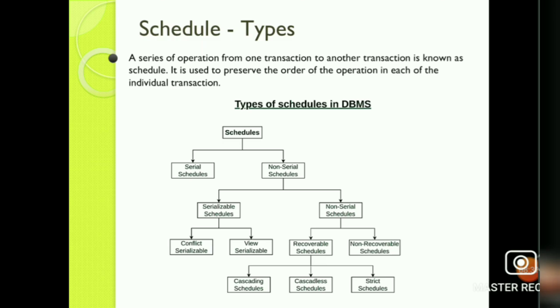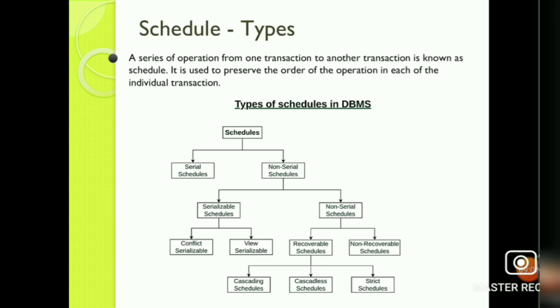Serial schedule means the transactions occur serially, that is, after completion of the first transaction, the second transaction will start, and after the second transaction, the third one will start. That is called a serial schedule. So there will not be any problem in a serial schedule. The next type is non-serial schedule.